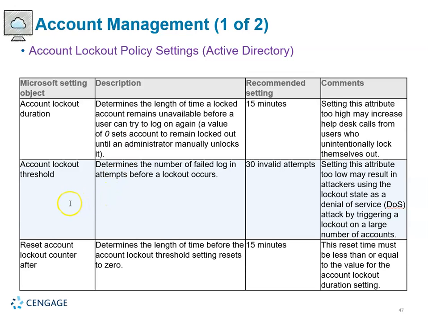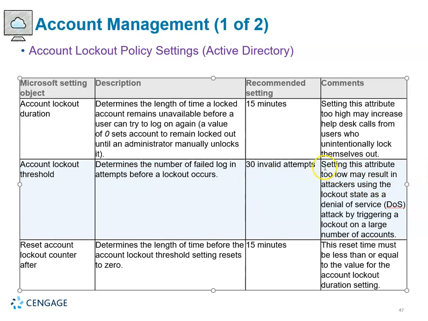And then there's the account lockout threshold. This is the number of failed login attempts before a lockout occurs, 30 invalid attempts. These questions are on the quiz, so I would make sure that I understood these two before taking the quiz this week. Account lockout duration is a length of time, whereas account lockout threshold is the number of failed login attempts before lockout.